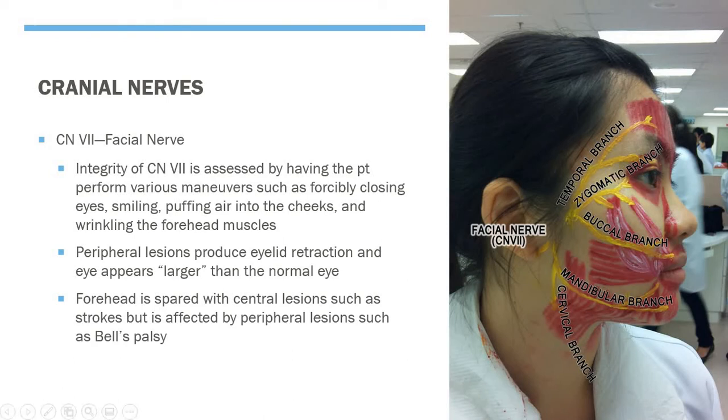If it's peripheral, it's going to produce eyelid retraction, which is basically where the eyelid droops. That's going to make one of the eyes actually appear larger than the one that's normal on the unaffected side. But the forehead is actually spared in central lesions, like when you're having a stroke, so they can wrinkle their forehead even if they have facial droop. Whereas if they're having Bell's palsy, they can't actually wrinkle their forehead. So that's kind of how you would test that one.